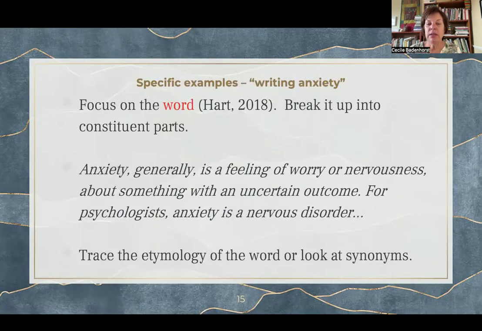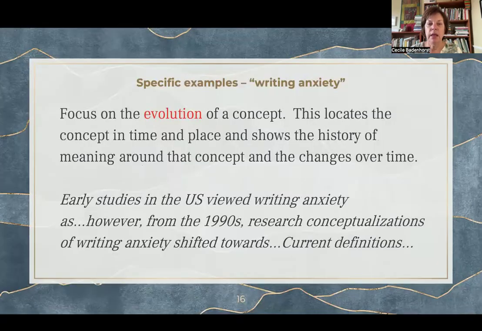Another way you'll see it quite often in the literature is where the author will focus on the word and break it up, either tracing the roots of the word or looking at synonyms of the word to try and get at the essence of meaning. Anxiety generally is a feeling of worry or nervousness about something with an uncertain outcome. For psychologists, anxiety is a nervous disorder.